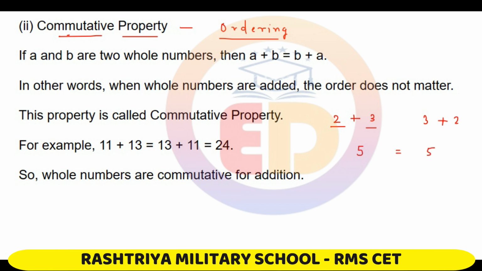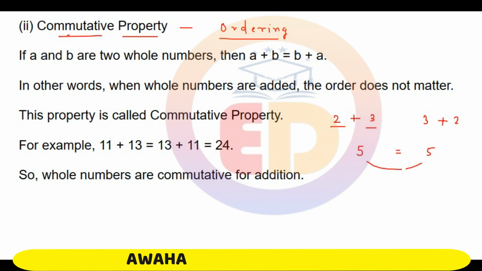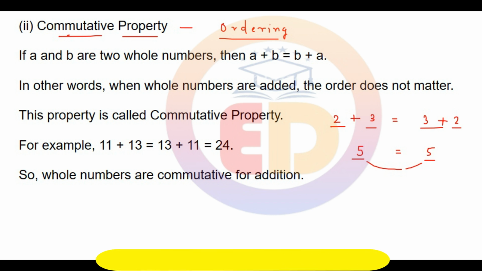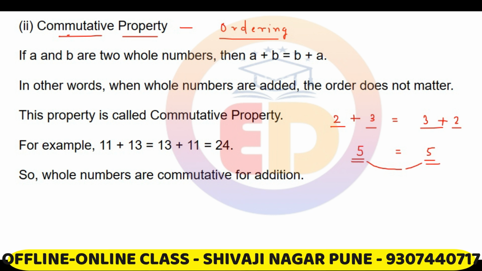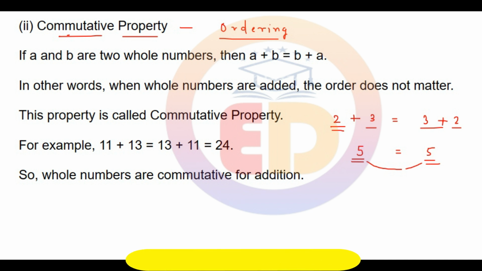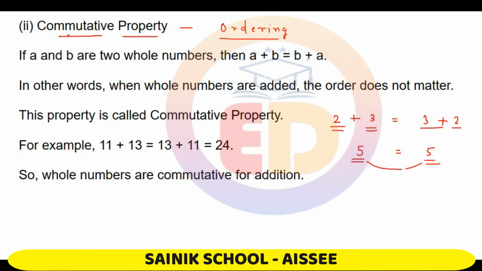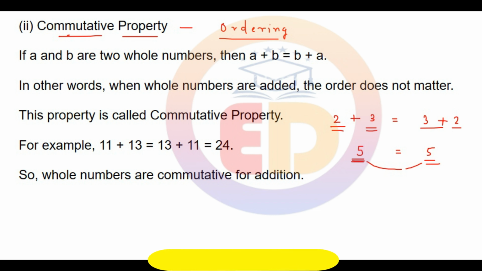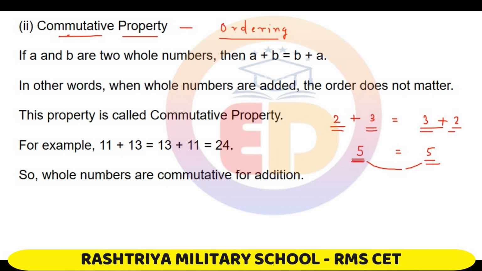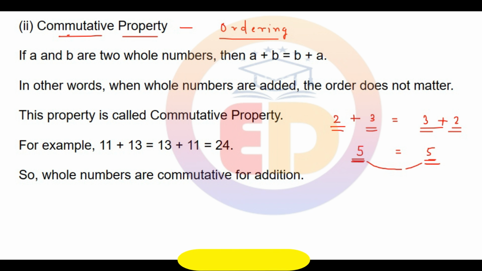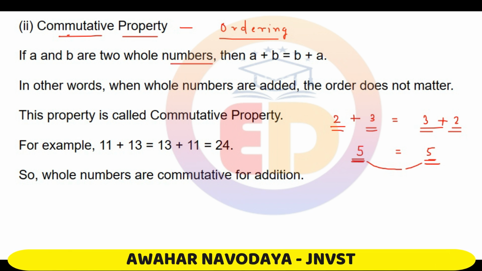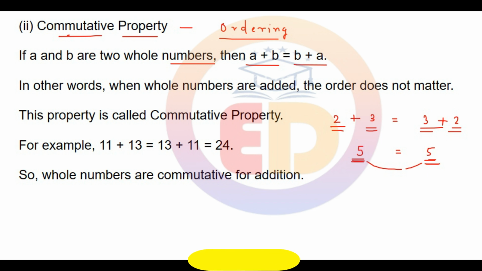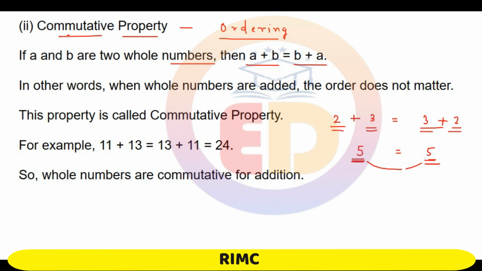It means if you change the order of the whole numbers during addition, your answer will be the same. And that is the commutative property, the ordering property, that even if we change the order of numbers, our final answer will remain the same. Like here, first we wrote 2, then we wrote 3. 2 plus 3 gives me 5. And even if I change the order and write it as 3 plus 2, still I get the answer as 5. So commutative property says that if a and b are two whole numbers, then a plus b equals b plus a. That even if you change the order of the numbers, your result will be equal.